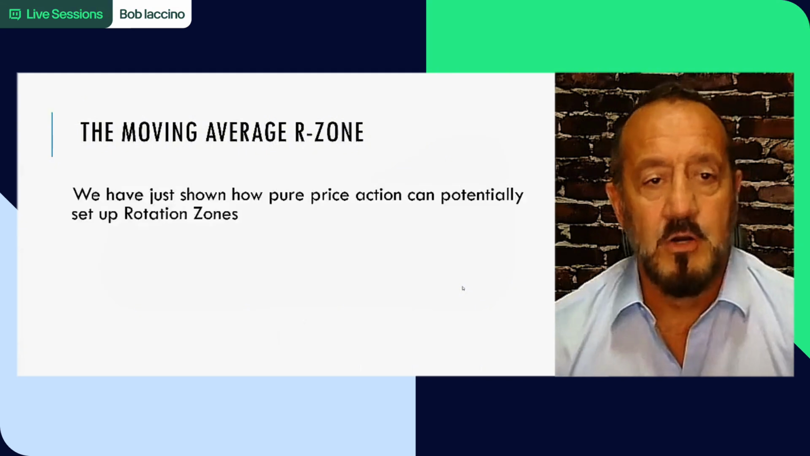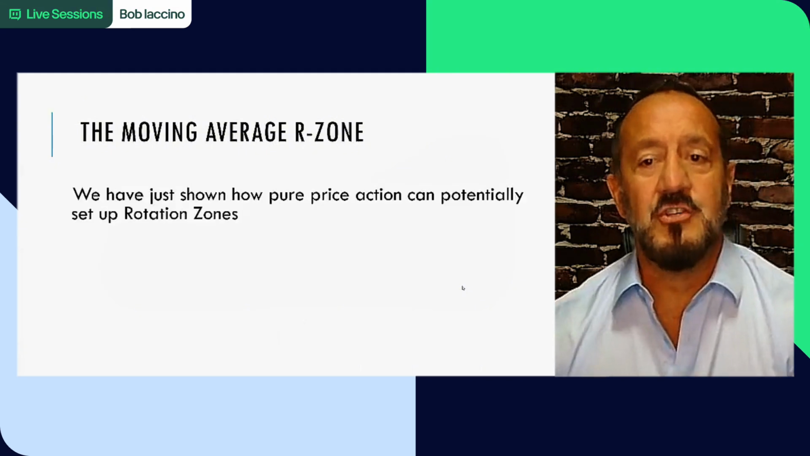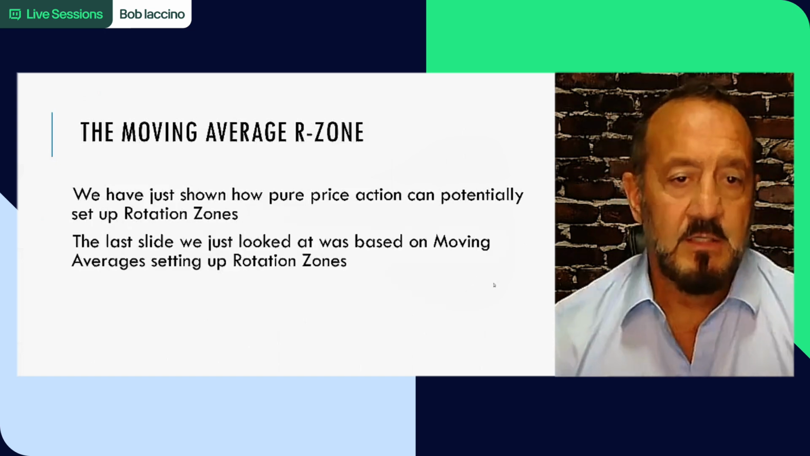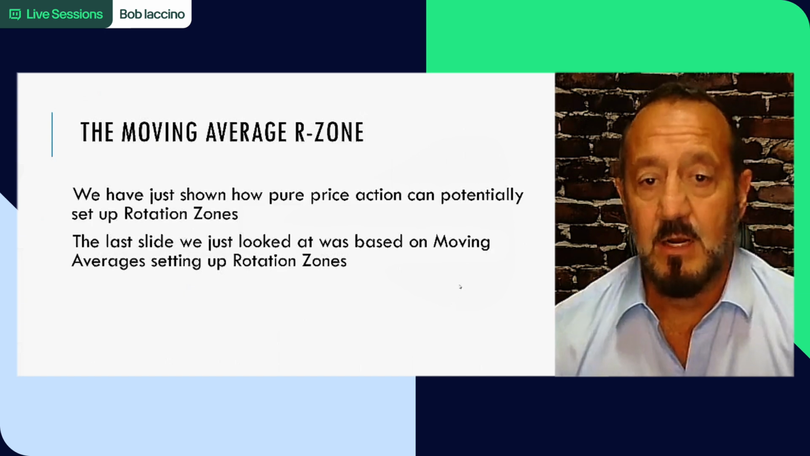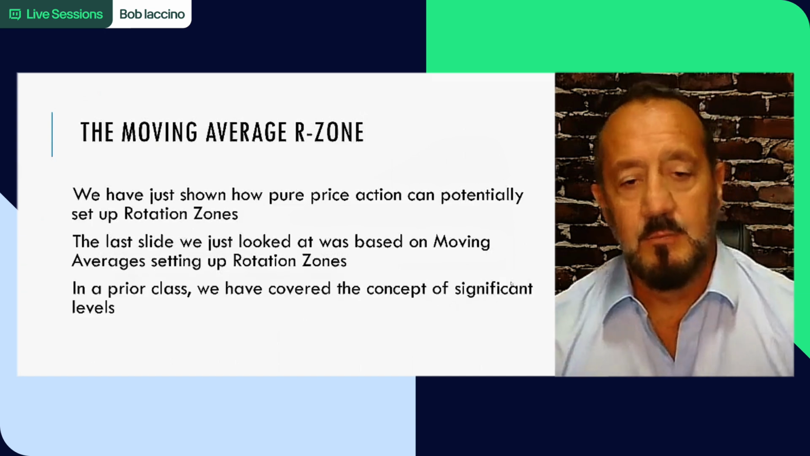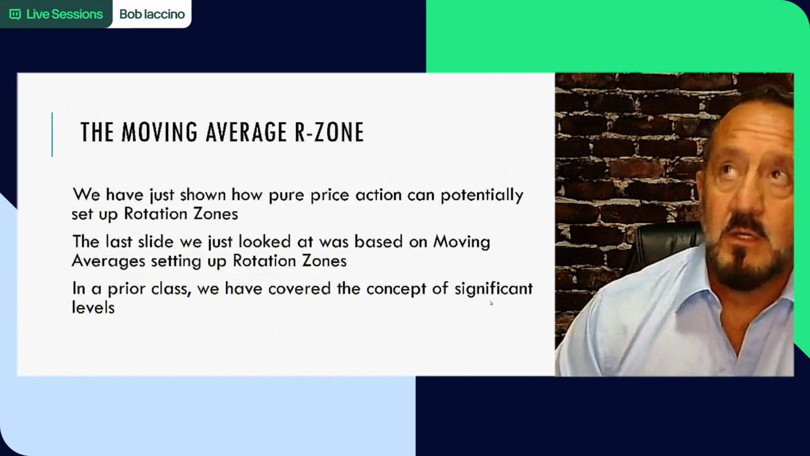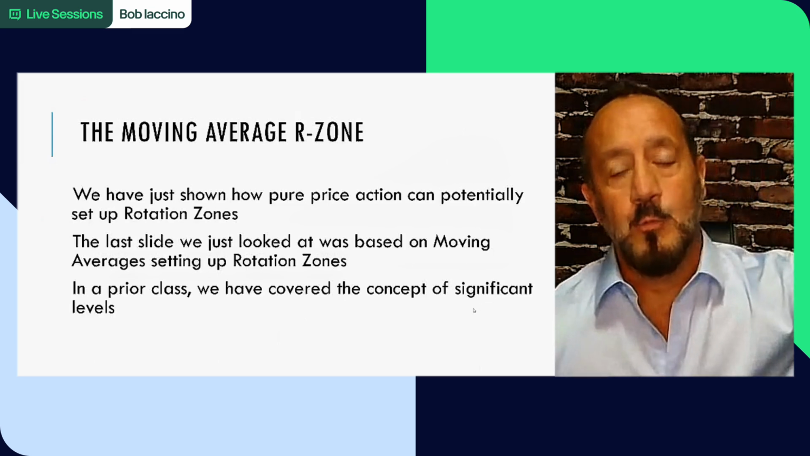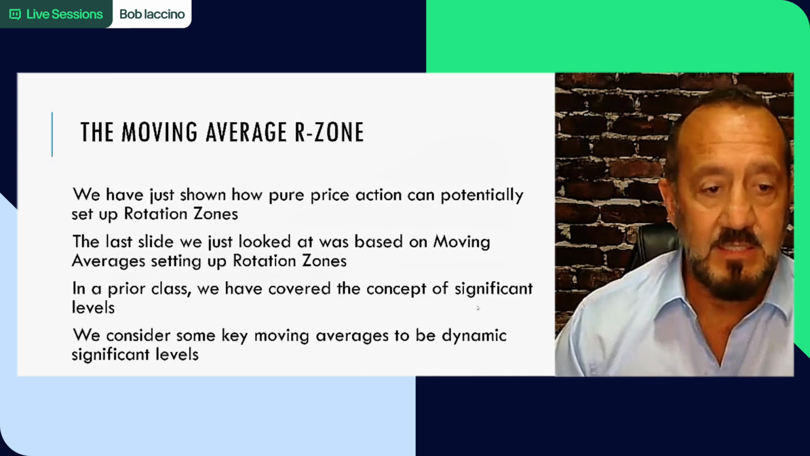The moving average R zone, okay? Pure price action can potentially set up in rotation zones. The last slide we just looked at was based on moving averages setting up rotation zones. In prior lessons, we've covered the concept of significant levels. We actually have in very, very early risk courses here where I talked about stop placement. So you may not have seen that.